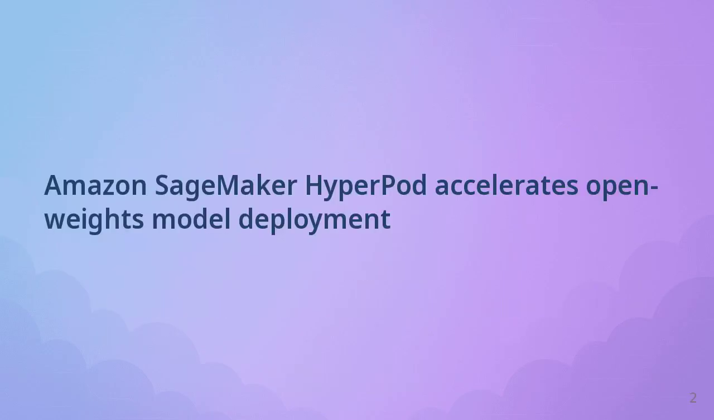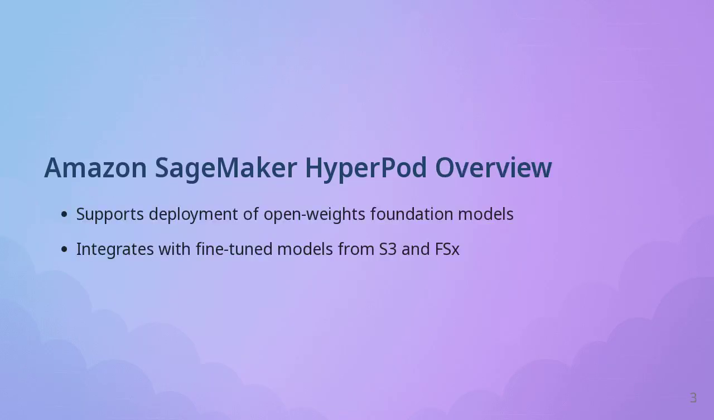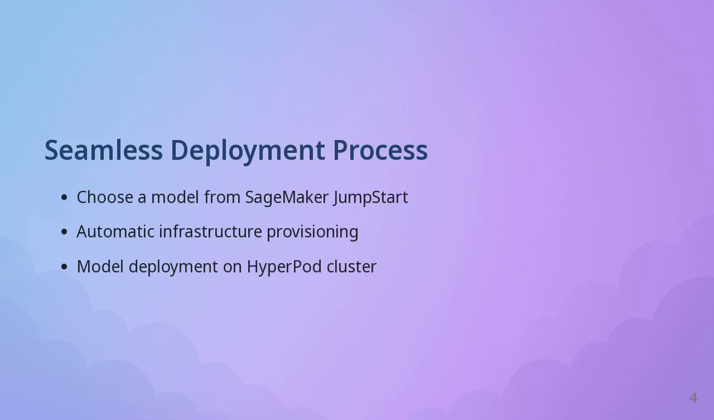Amazon SageMaker HyperPod accelerates open weights model deployment. Amazon SageMaker HyperPod now allows for the deployment of both open weights foundation models and your own fine-tuned models, maximizing resource utilization throughout the model lifecycle. You can quickly choose an open weights model from SageMaker JumpStart and deploy it on your HyperPod cluster, with SageMaker handling the provisioning, deployment, and scaling automatically.